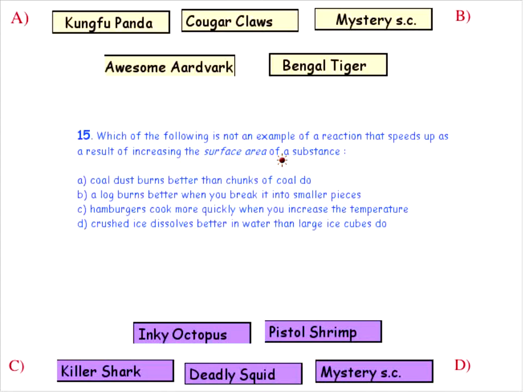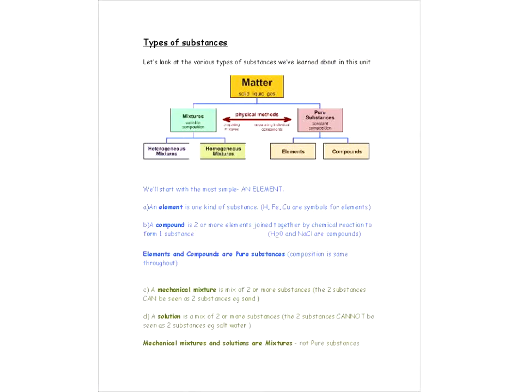So this question is saying which is not an example of a reaction that speeds up as a result of increasing the surface area. If you have coal dust instead of chunks of coal, that is. A log broken into small pieces, that does increase surface area. Crushed ice is going to dissolve better than large ice cubes, but hamburgers cook more quickly when you increase the temperature. That has nothing to do with surface area.